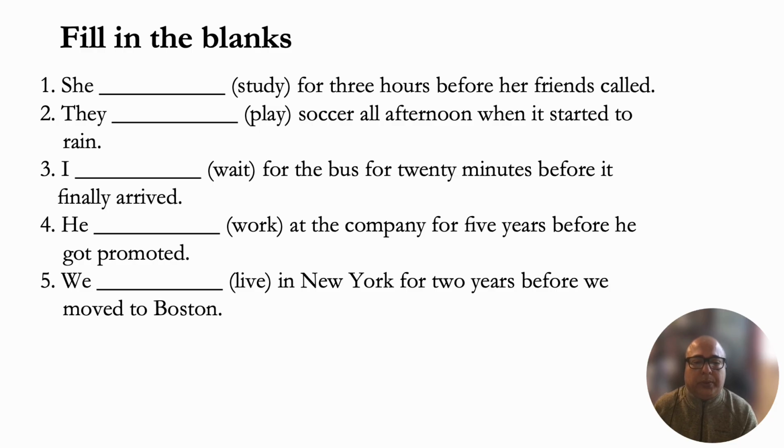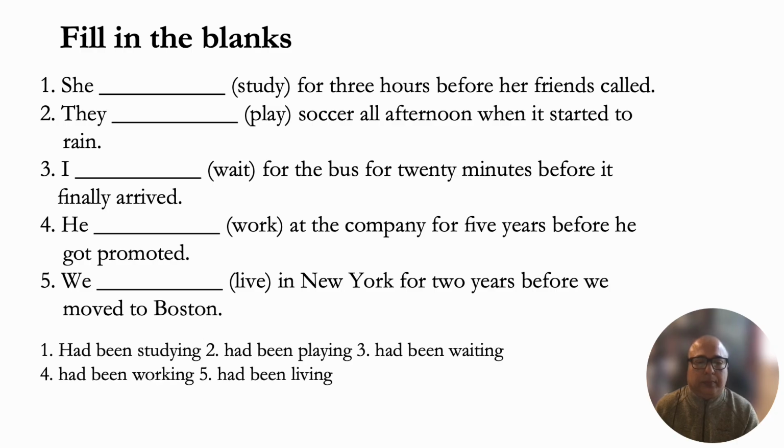I know that you will do it, because these are not that very hard exercises. It's just practice for you to fully understand how to use the past perfect progressive tense. Okay. Pause the video, complete the exercise, and we'll go over the answers. Okay, number 1 is had been studying. Number 2 is had been playing, had been waiting.